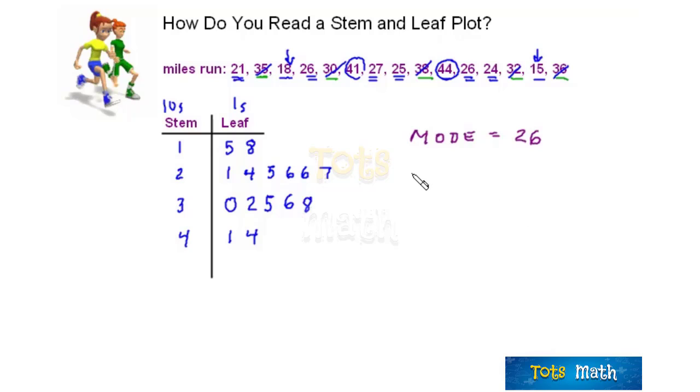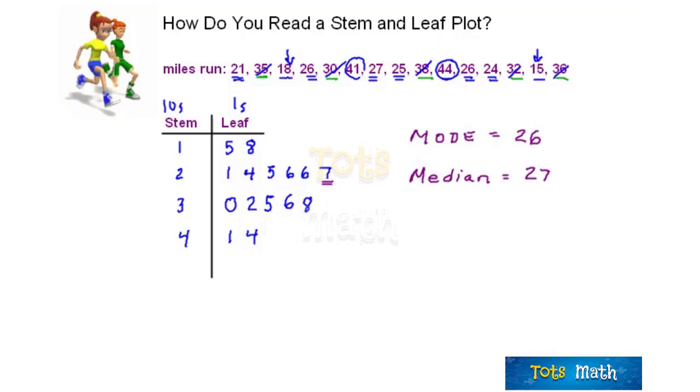We can also easily find the median. That's the middle point of our data. If you count up all the leaves, you would find that there are 15 leaves. The median would be the middle value, which would be the 8th number. So let's count. 1, 2, 3, 4, 5, 6, 7, 8. 27 is the middle value, so that's our median.